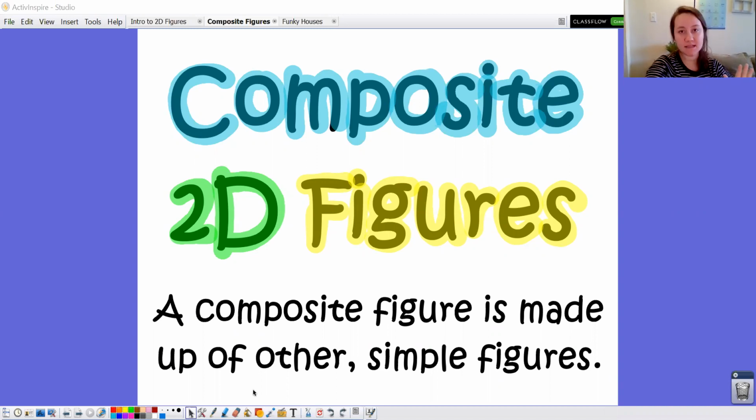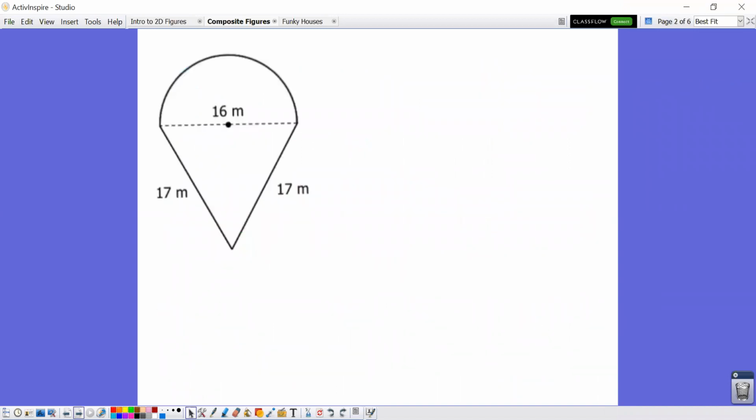So all a composite figure is a figure that's made up of other simple figures, and we can find their area in that way. So our first example is going to be this image that looks sort of like an ice cream cone. We've got two pieces here, and our first step is going to be to identify those. So here on the top, we have a semicircle. And then down here on the bottom, we've got a triangle.